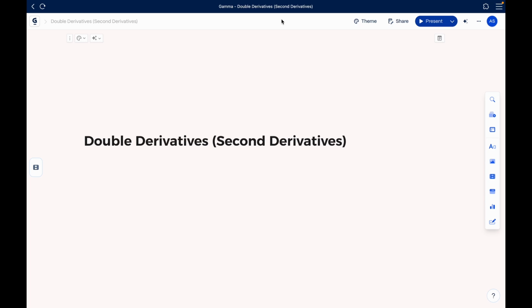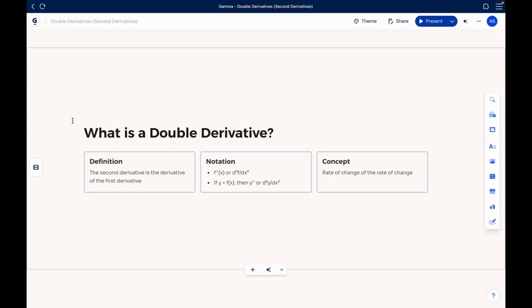Today we will be talking about double derivatives, which are basically second derivatives where you take the derivative of the derivative. So without further ado, let's move on to the actual lesson. What is a double derivative? Basically, it's the derivative of the first derivative, so it's the derivative of the derivative.